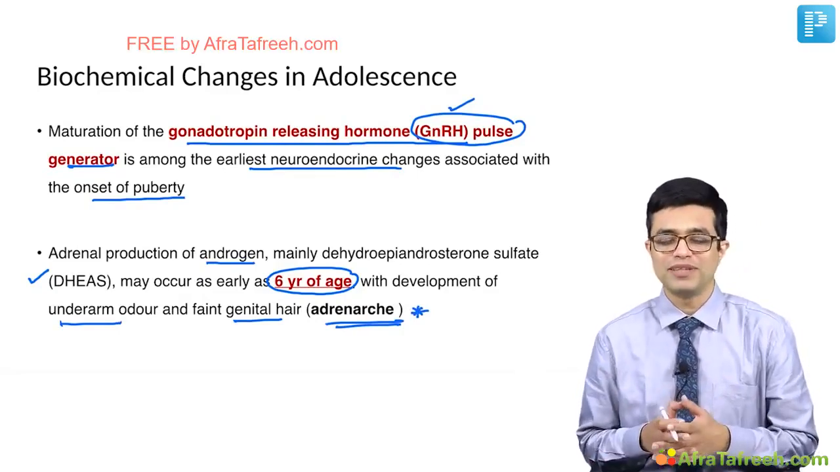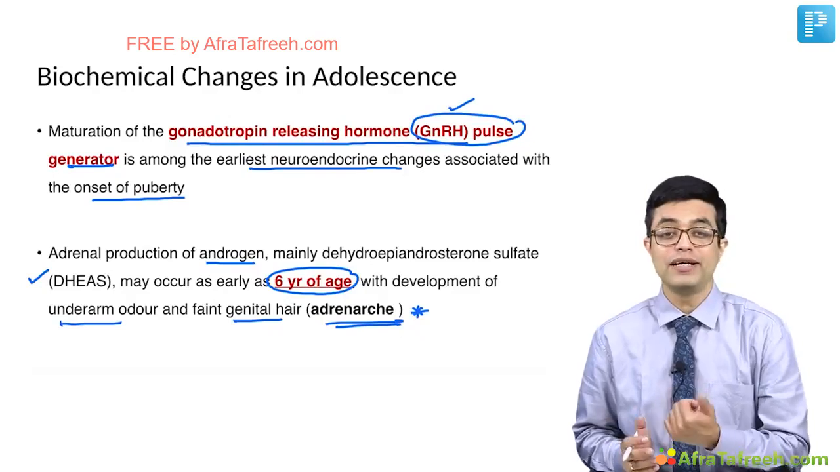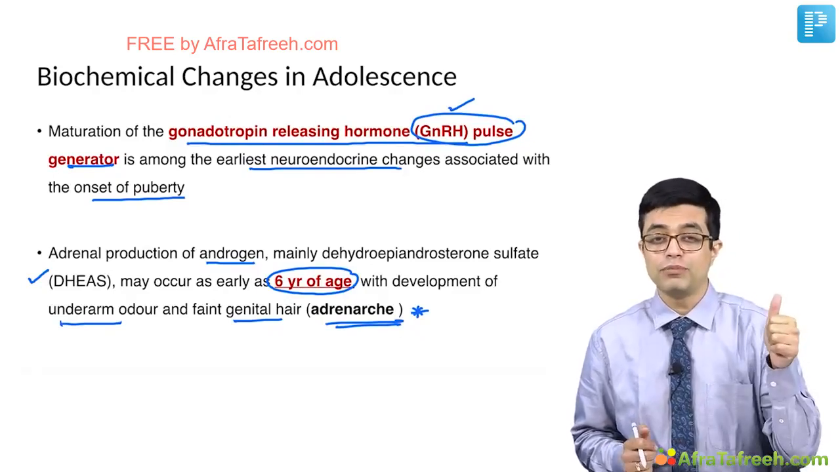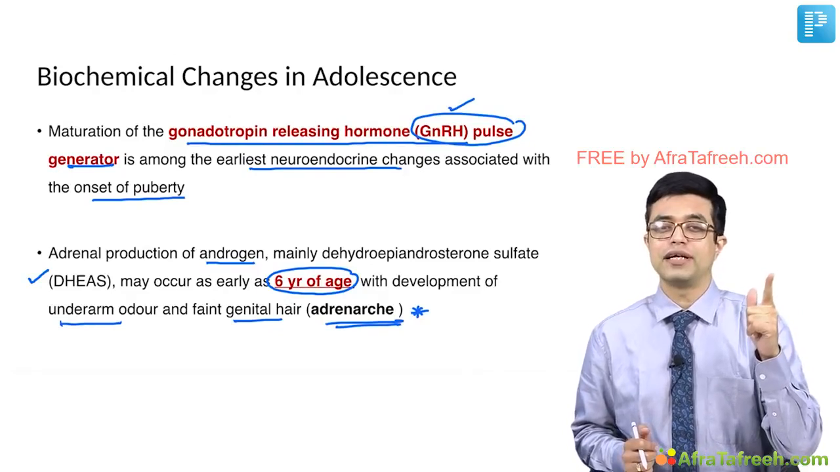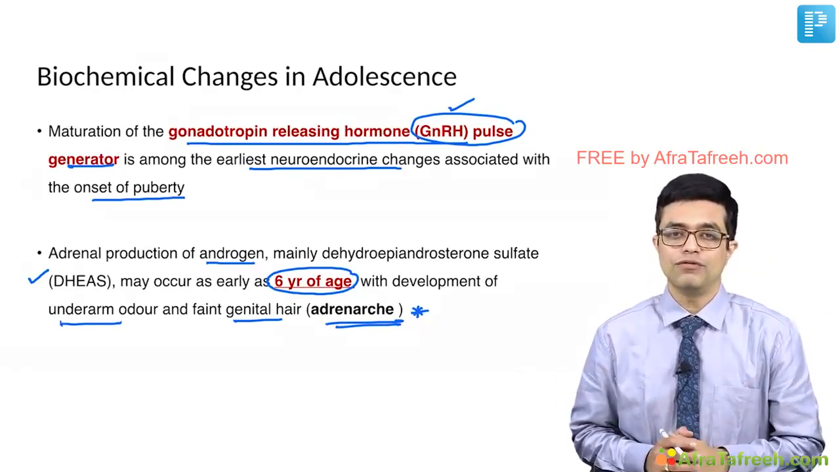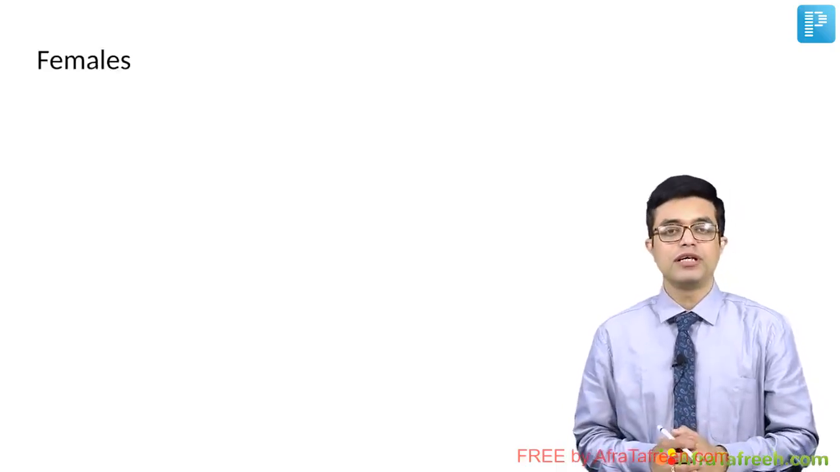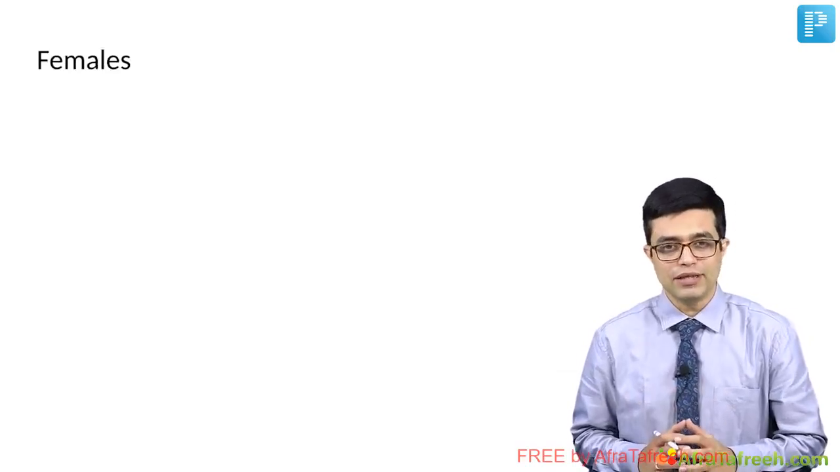What is puberty proper? There is no such thing as puberty proper. It is a layman's term which we use to indicate when there is onset of genitopubic hair and the changes occurring in breast in case of females and testis and penis in case of males. So after these biochemical changes, let's first talk about females.